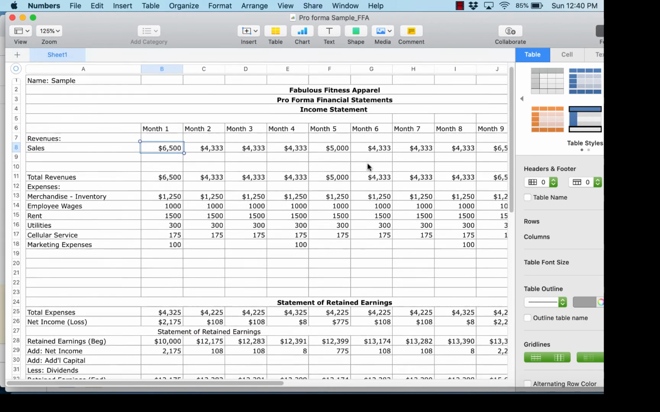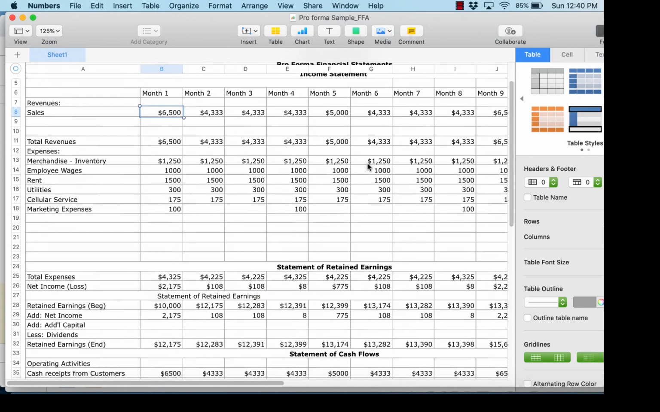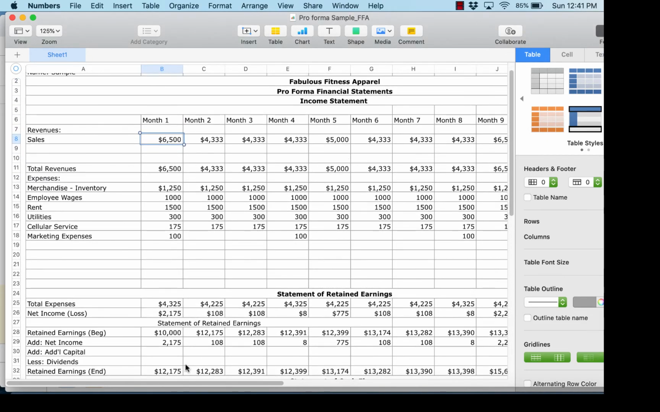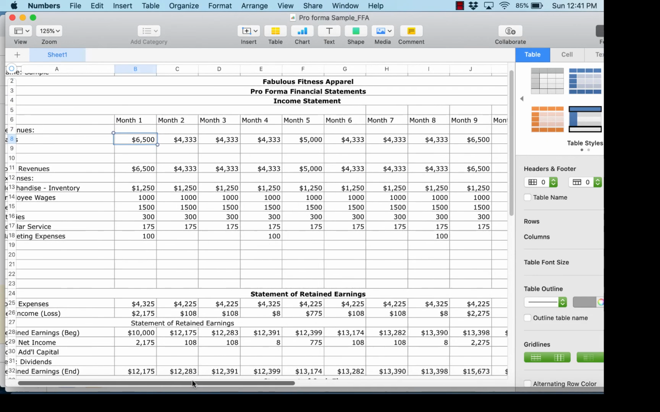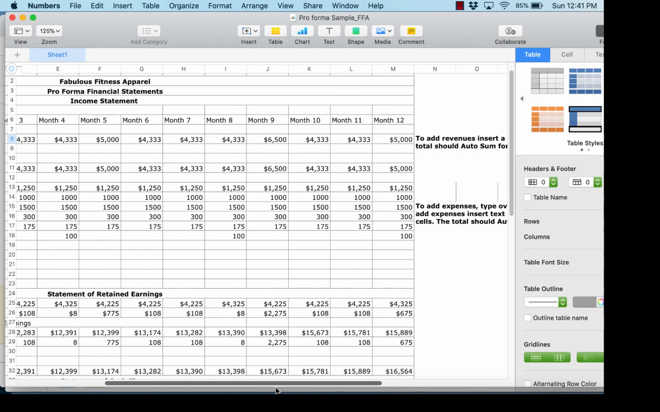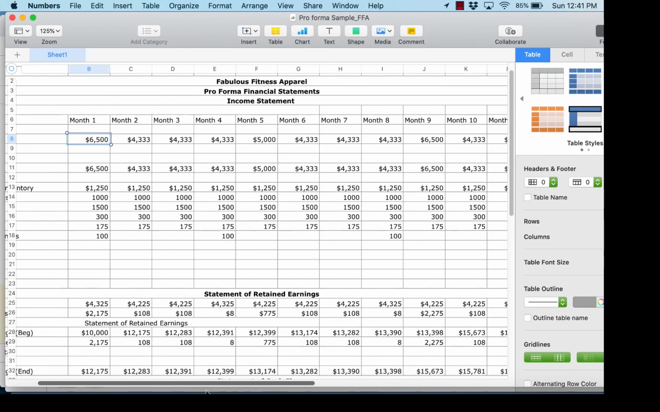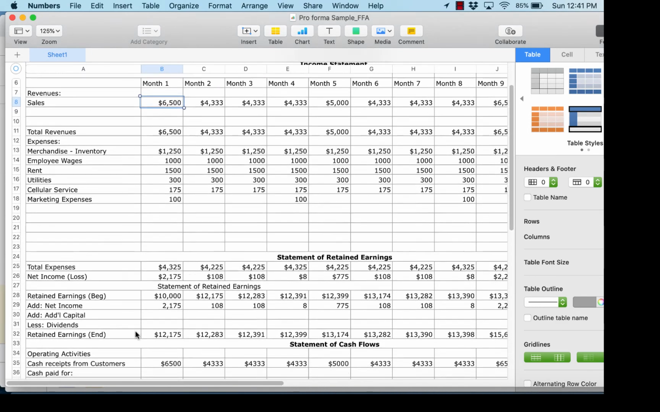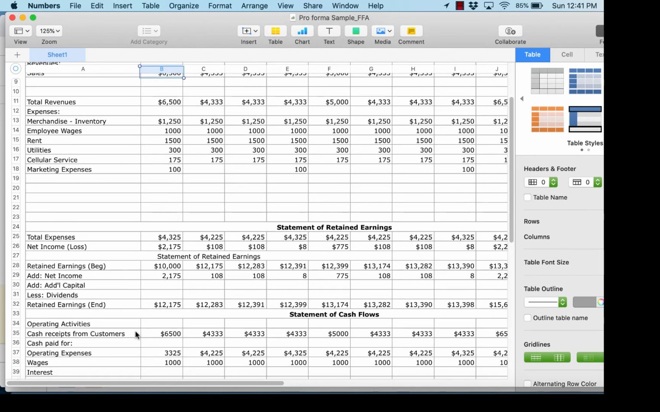I have for you here a completed pro forma statement where I have forecasted out 12 months' worth of operations. This will be available for you in Canvas, so all you'll have to do is plug in your numbers over mine. I'll also have a blank available for you.